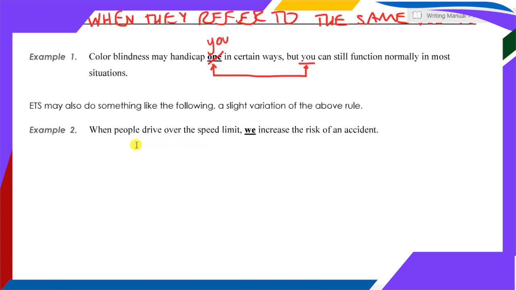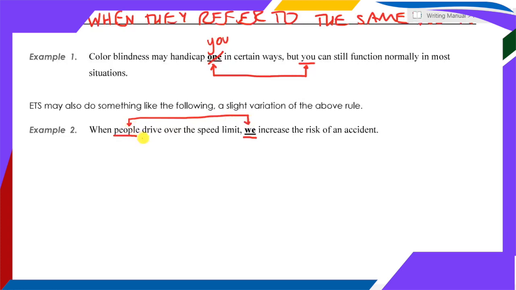Example 2 is a slight variation of the rule we just discussed. It's not exactly the same. Go ahead and try it on your own. In example 2, when people drive over the speed limit, we increase the risk of an accident. We've got people over here, and we've got we here. These two refer to the same group of people, and therefore this noun and this pronoun should be consistent.